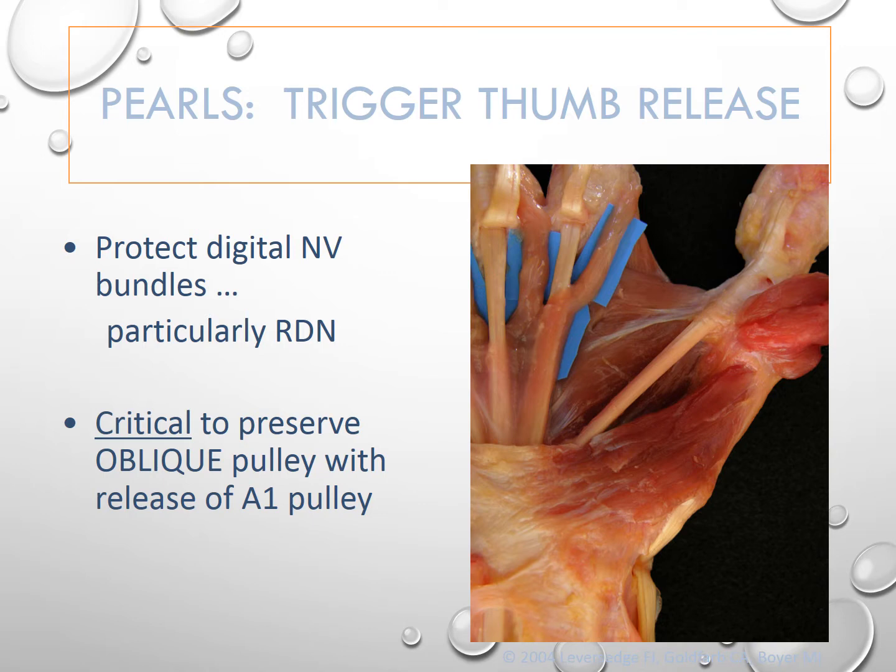In performing a trigger thumb release, it's important to protect the neurovascular bundles as well, especially the radial digital nerve as it crosses over volarly. It's also very important to make sure that you release the oblique pulley with the release of the A1 pulley. That's the A1 pulley, and that is the oblique pulley.